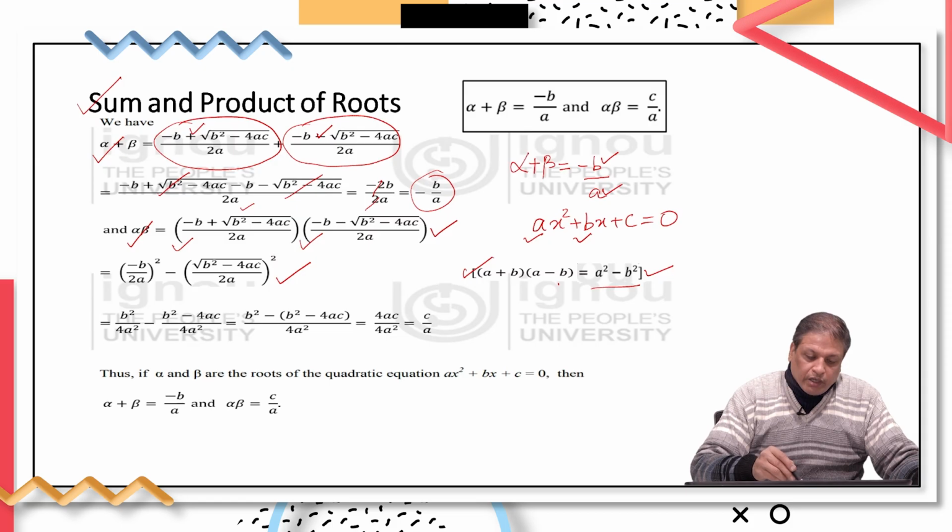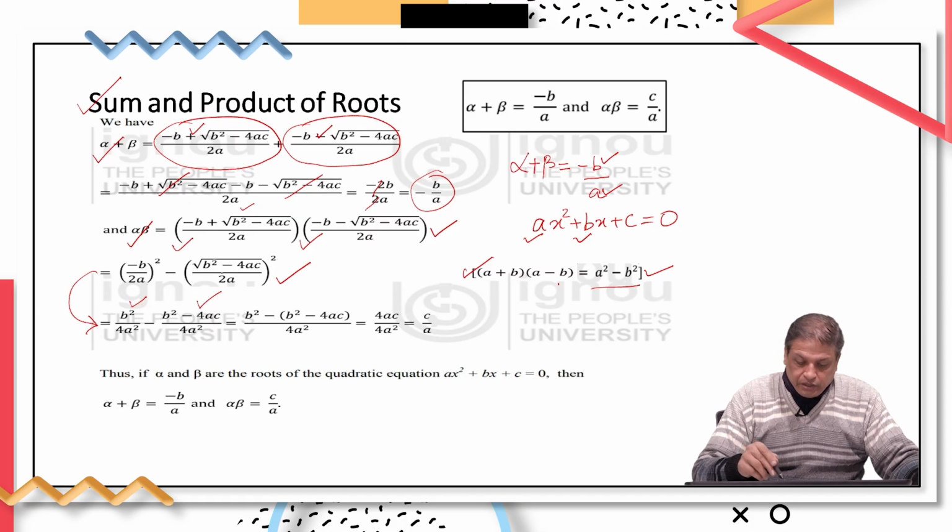Now, because the square root part will vanish, this equation gets transformed into this format. So, simplifying this, the minus b square upon 2a whole square is transformed into b square upon 4a square. Similarly, the square root will be cancelled. So, this second expression will be b square minus 4ac upon 4a square.